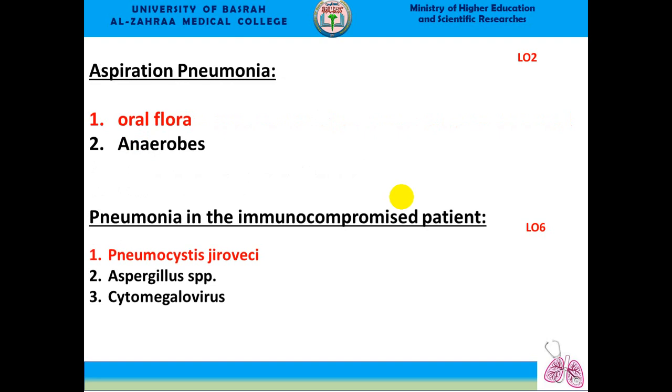While in aspiration pneumonia, as expected, because it is due to aspiration of vomit or saliva, we should expect that the type of microorganism here is the oral flora, the bacteria that live inside the oral cavity. And then we have the anaerobes. While those who are immunocompromised, such as people with HIV infection, the commonest type of microorganism causing pneumonia is called Pneumocystis jirovecii, followed by Aspergillus species, and then by a virus called cytomegalovirus.